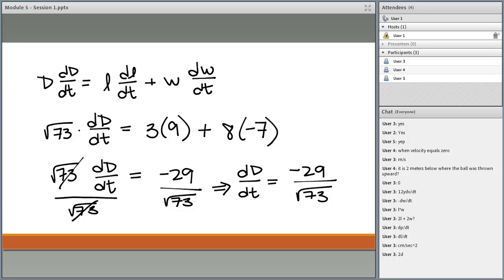And we could simplify that to a decimal if we wanted to. Typically, we would leave our answers as exact values, so we wouldn't need to write it out as a decimal, but if we wanted to, just to get an idea, it's about negative 3.39. So in this case, we get a negative value, which just means that as the width is decreasing and the length is increasing, the diagonal is decreasing at this particular time.